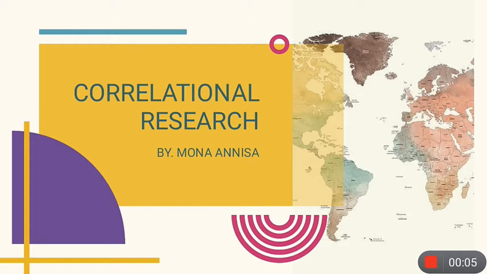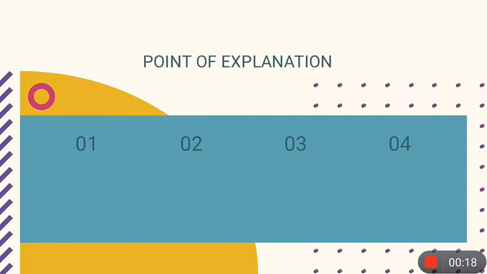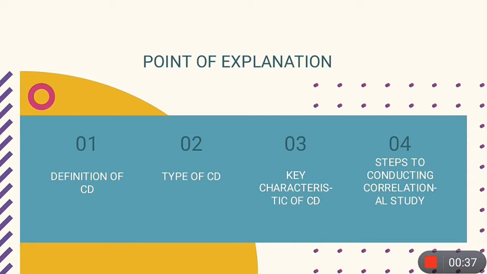I'm Mona Anissa, and in this video, I would like to give you a short explanation about correlational research. In this video, there are 4 points of my explanation about correlational research. The first one is definition of CD. The second is type of correlational design. The third is key characteristic of correlational design, and the last is steps to conducting correlational study design.